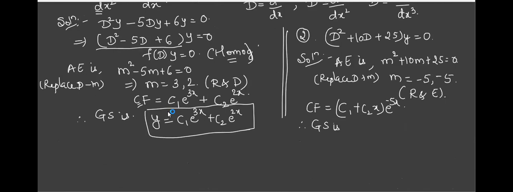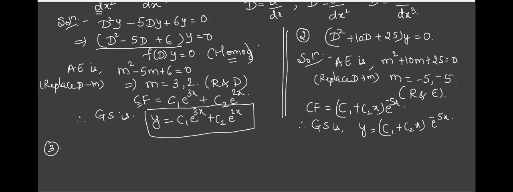Now finally you should not end up with only CF. You should write GS. How to write GS? Just in place of CF, write it as y. y equals C1 plus C2x e raised to minus 5x.